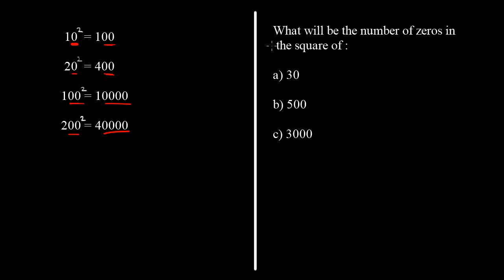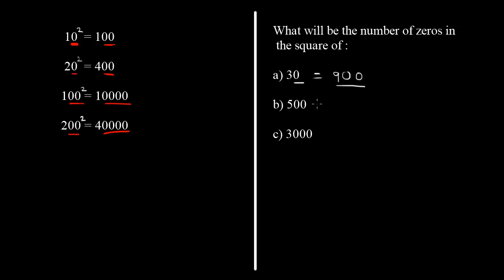So if I ask you what will be the number of zeros in the square of 30? 30 has one zero, so its square will have two zeros. And the square of 3 is 9. So the square of 30 is 900. It will have two zeros.